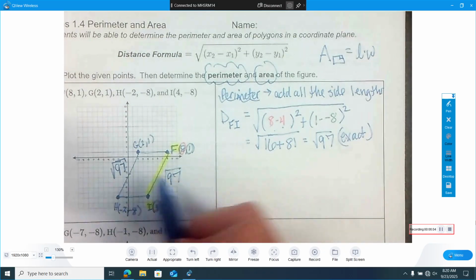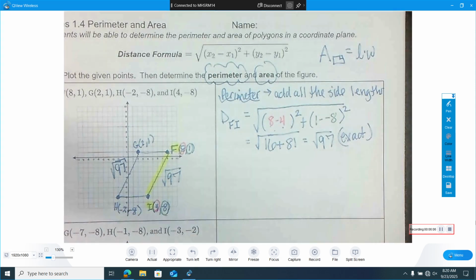All right, so I have 2 side lengths here. I need to find another side length. What other side lengths can I find?